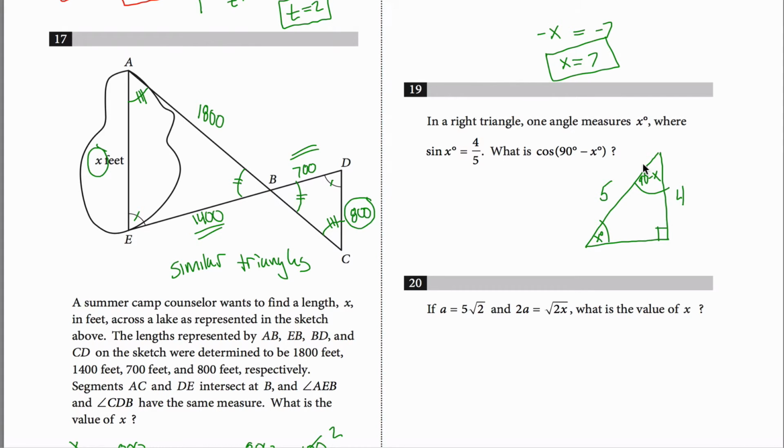What I want is the cosine of this angle. Well, again, using SOHCAHTOA, which hopefully you know what that means. If not, Google it, learn it in a different video. The cosine of this angle is the adjacent side divided by the hypotenuse. So the cosine of 90 minus x is going to be 4/5 as well. My answer is going to be 4/5. It's going to be the exact same thing here.